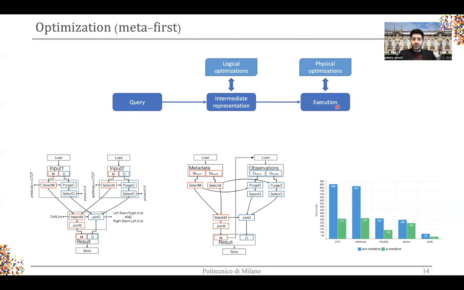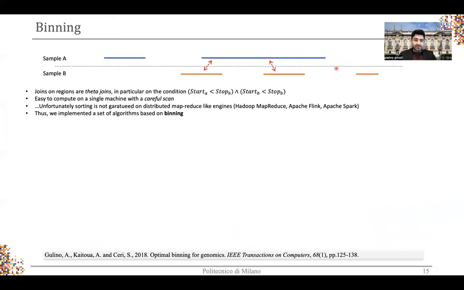Then on the execution engine, we can perform other physical optimization. For example, when we talk about Apache Spark, the most complicated operation, of course, is the join operation. It is complicated because the join, in this case, join between 2 regions, is a theta join, so a join on a particular condition, that in this case is that the start of one region is smaller than the stop of the other, and vice versa.